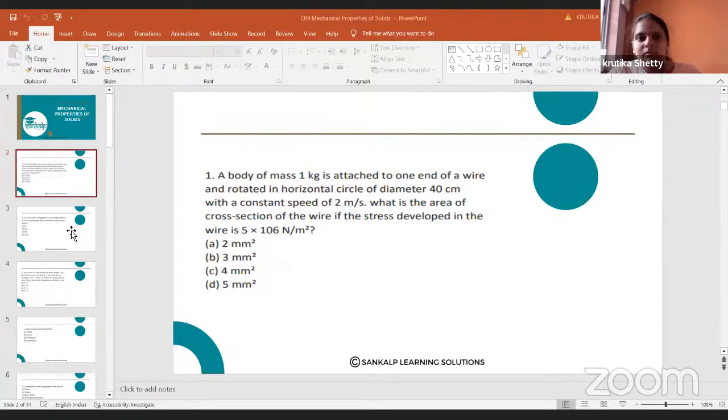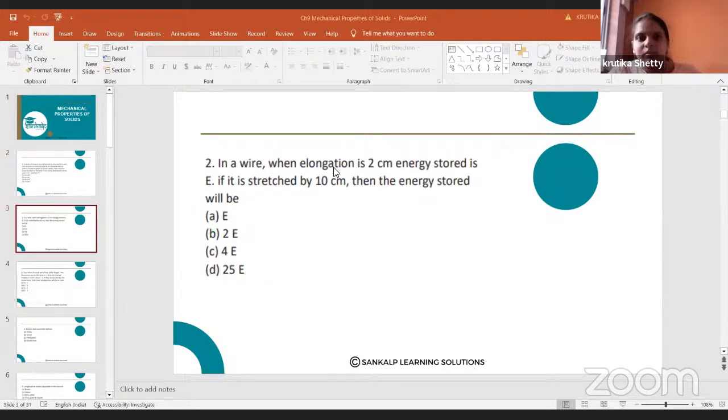Okay, then the next question is, in a wire, when elongation is 2 centimeter, the energy stored is E. If it is stretched by 10 centimeter, then the energy stored will be. So here elongation is given. Elongation means change in the length. Here they are asking for the energy stored. How can we do this one?